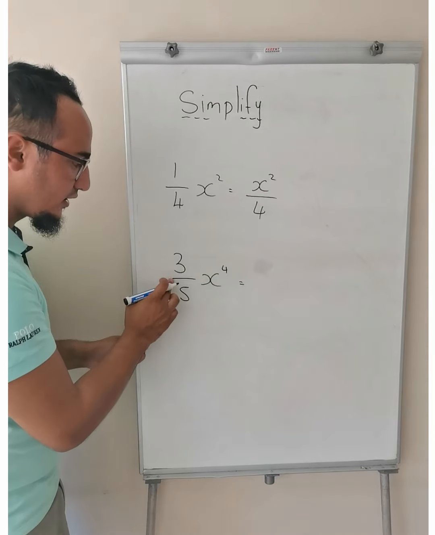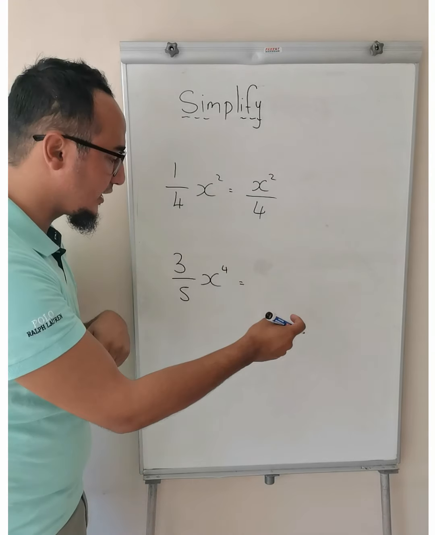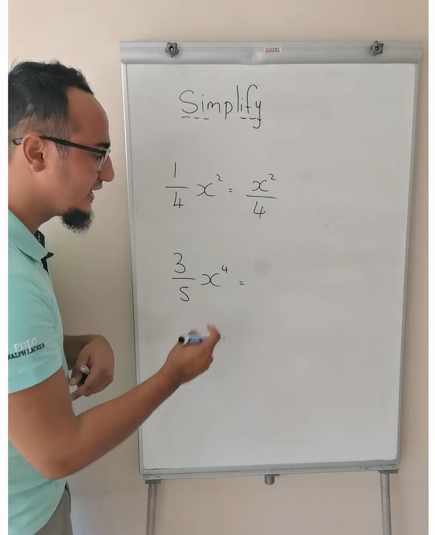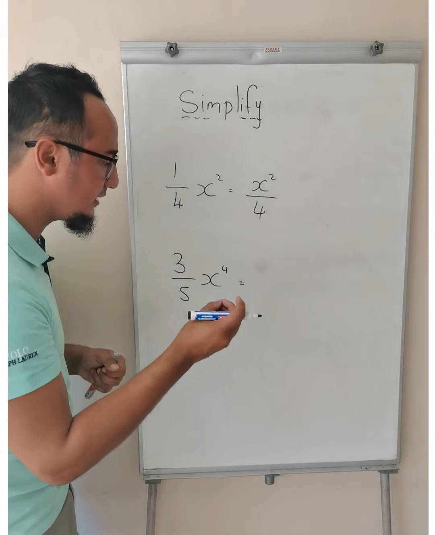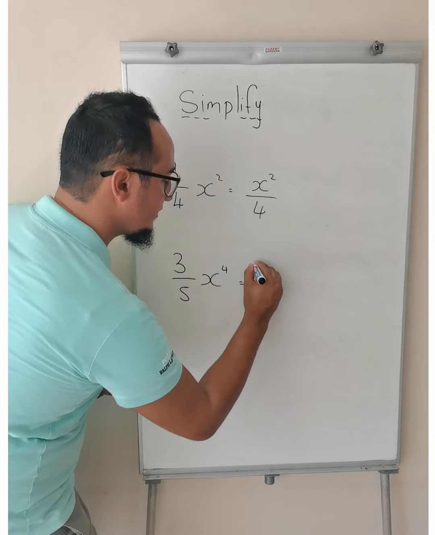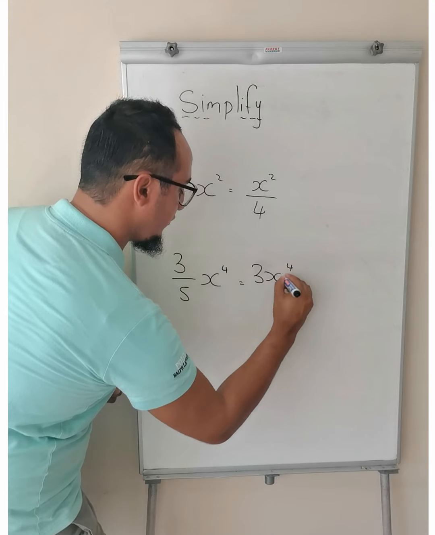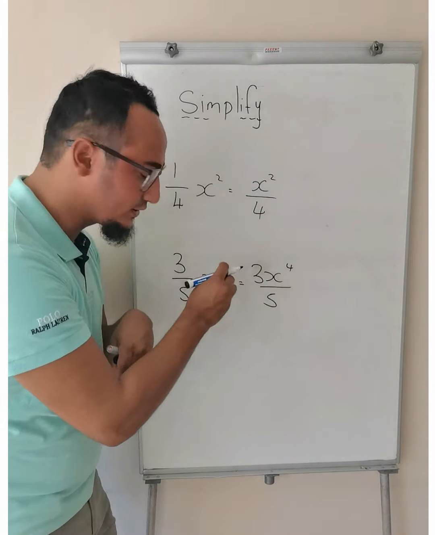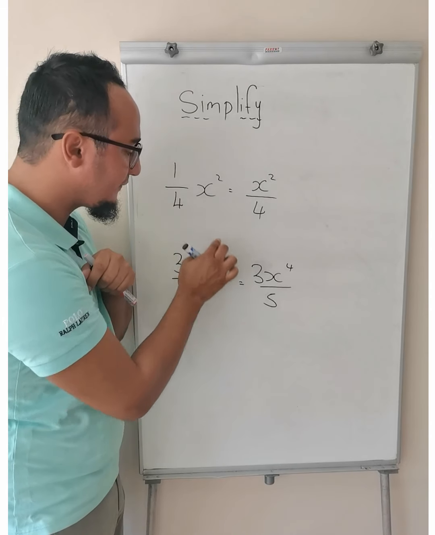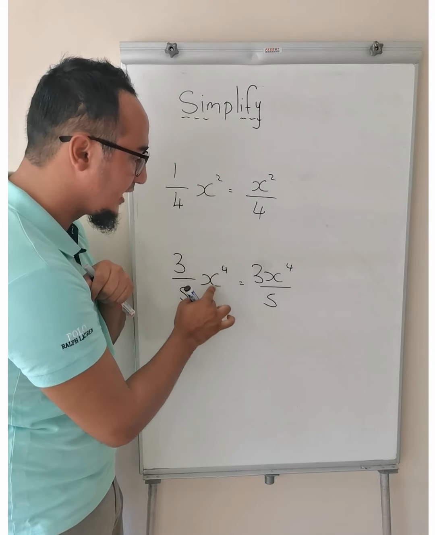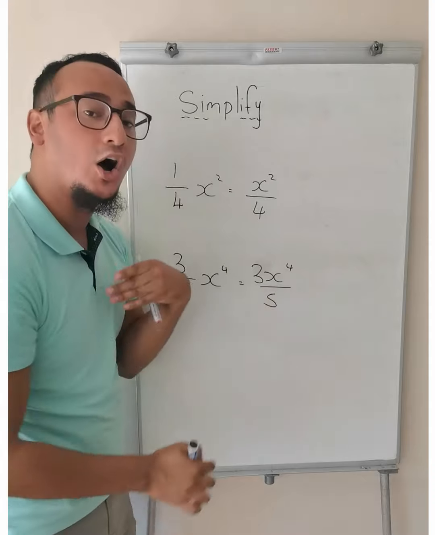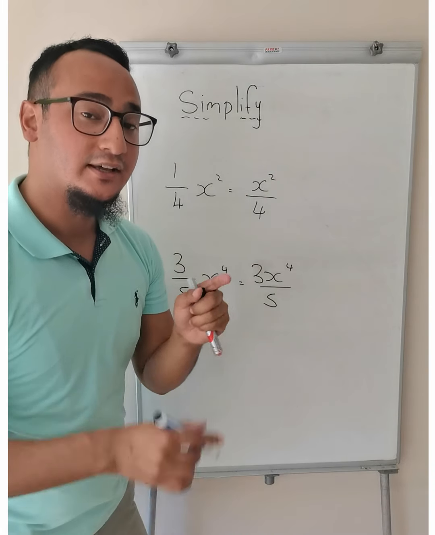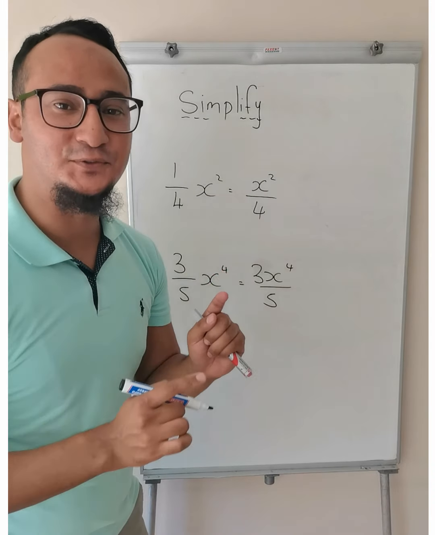Alright, over here, 3 over 5 x to the power of 4 is the same thing as 3x to the power of 4 over 5. So to conclude this part, whenever I have a letter next to a fraction, that letter is considered to be on the numerator. Right, let's try out example number 2.